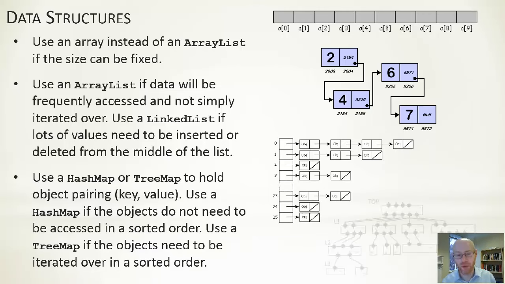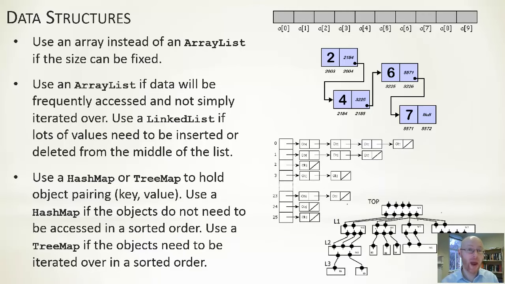For a hash map or a tree map, these are really for holding object pairings, where you have some value and a key associated with that value. You use your key to get the value out or to update it. You'd use a hash map if you just want to access values randomly and get them out by name. A hash map's going to be fine. If you need to iterate over the contents of that map, from smallest to biggest, then a tree map is going to be a good solution, because it will maintain a tree-like structure and you can navigate up or down that particular structure. But those are some rules of thumb in the use of data structures.